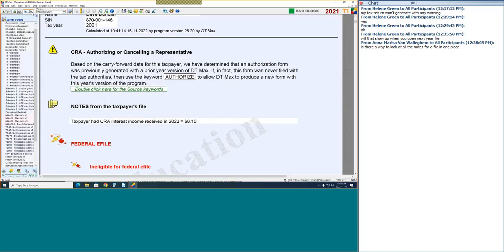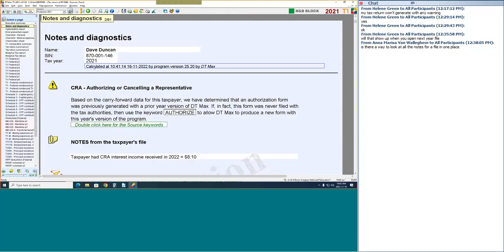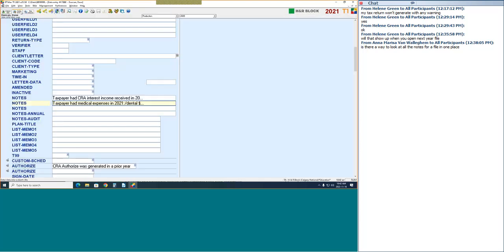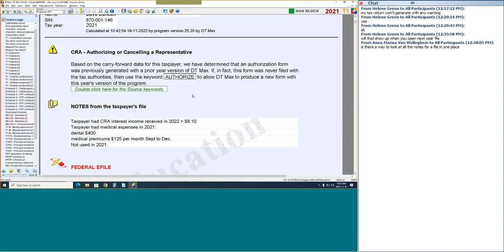Okay, and here we're going to go into my notes and diagnostics page. When I open the return next year, it should show up there. If it's not showing up right away, you're going to recalculate your client. So sometimes when you put a note in, it takes a little minute before it shows up. So then you're going to go Tools, Recalculate, or Alt+F9, and now it should have all of it there. And again, that's going to tell me next year, oh, let's make sure the client saved those receipts, because if they did, I can go back and use them this year. Maybe I have medical last date.